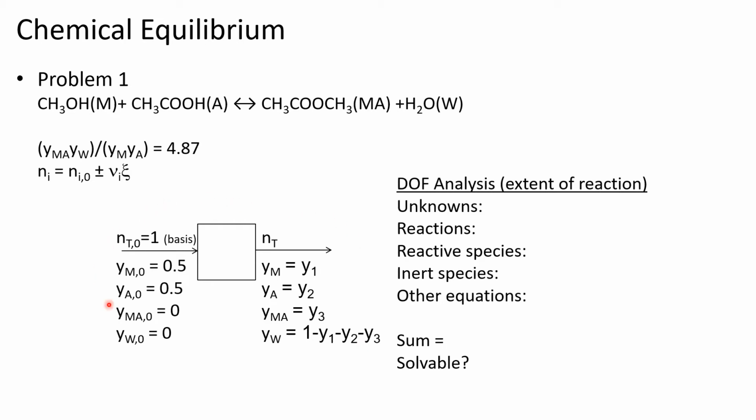To determine if this problem is solvable, we do a degree of freedom analysis for a problem in which we're going to do balances using the extent of reaction. We have to count the number of unknowns and independent reactions, as well as the number of independent reactive species, the number of inert species, and any other equations that we have. We're going to sum those all up to determine if it's solvable. The number of unknowns will be a plus term in the sum. The number of reactions will be another plus term, and we'll subtract off the independent reactive species. We'll subtract off the number of inert species. We'll subtract off other equations.